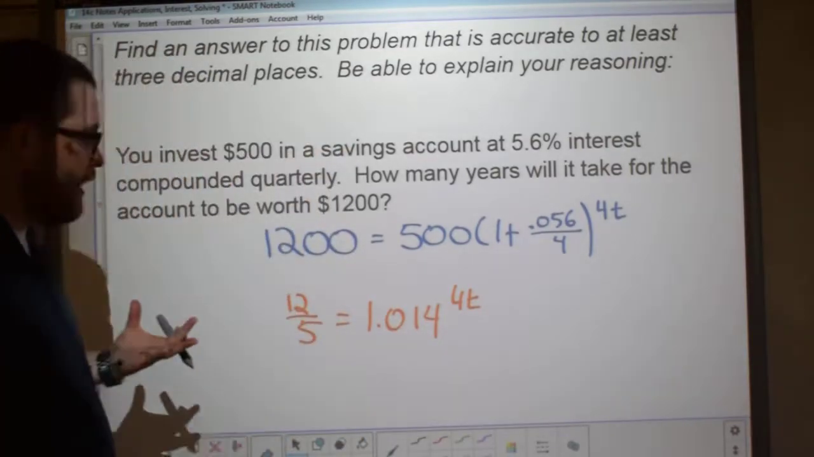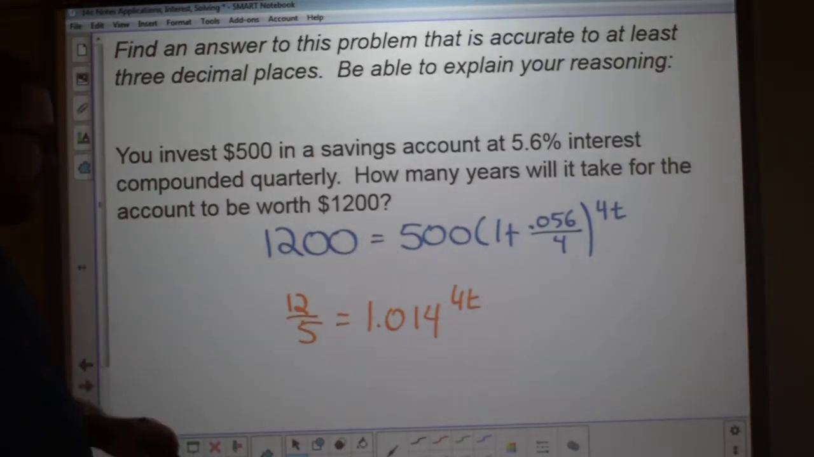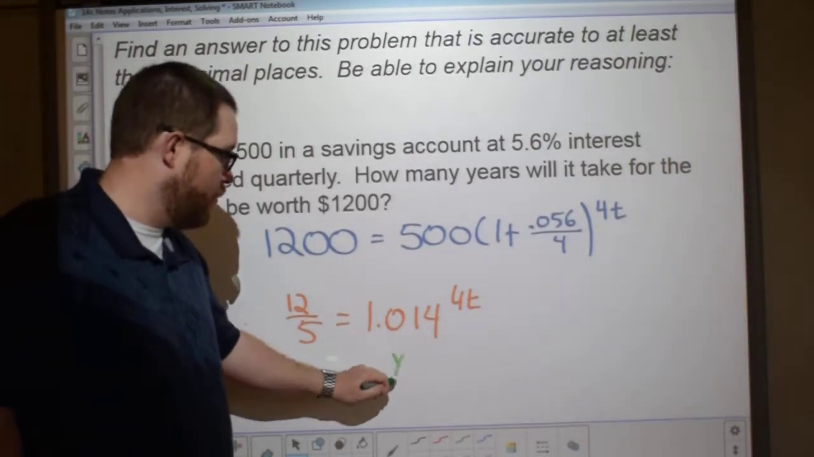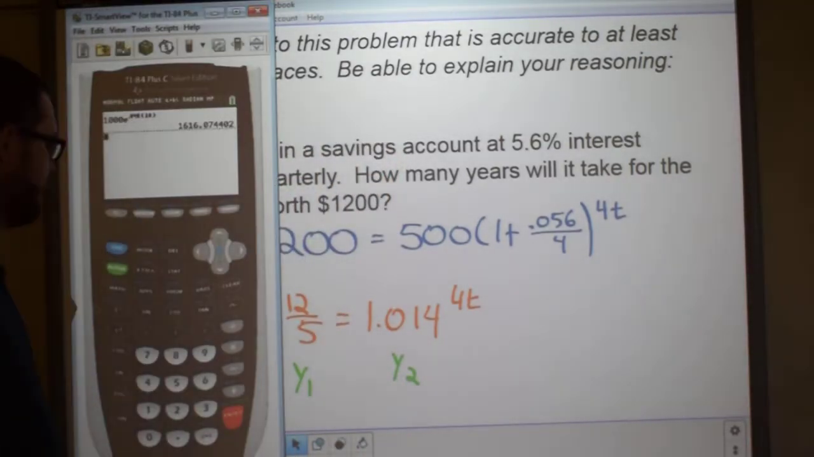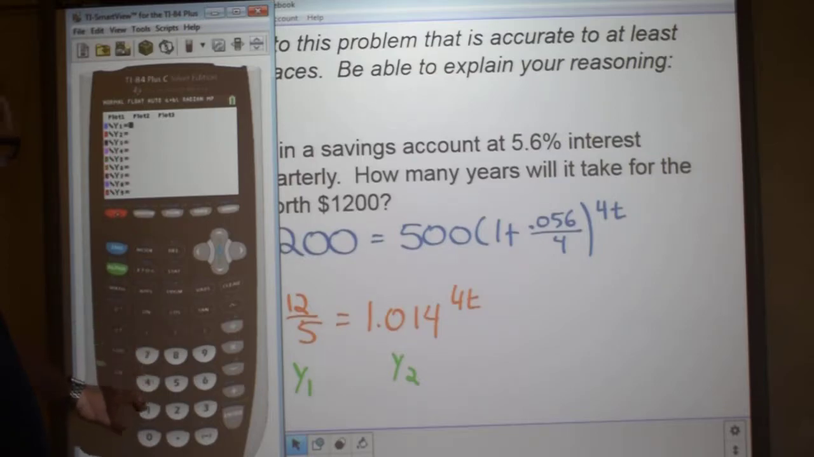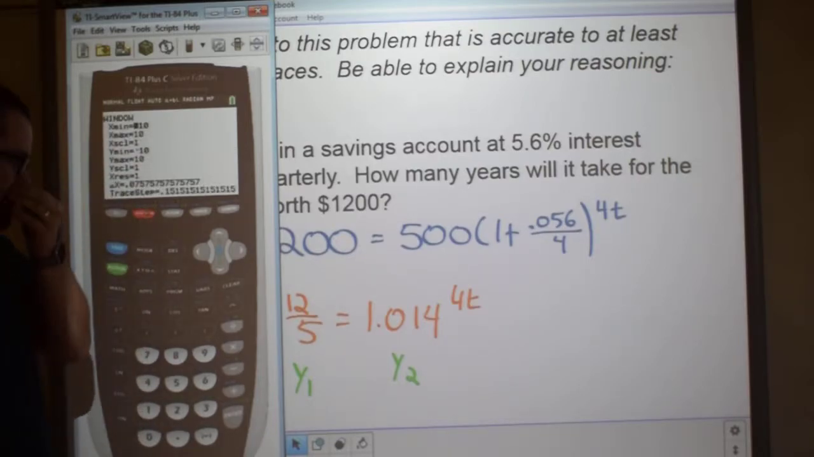Anytime I have an equation and I want to solve it and I just need an answer, I don't need to show work, I can always use my calculator, put this side in y1, put this side in y2, and let's see where they cross. So grab my calculator. Y equals 12/5. On the other side, 1.014 raised to the 4x.